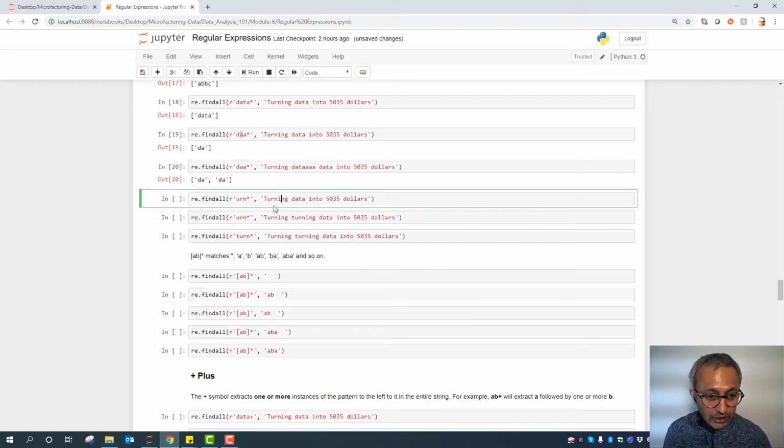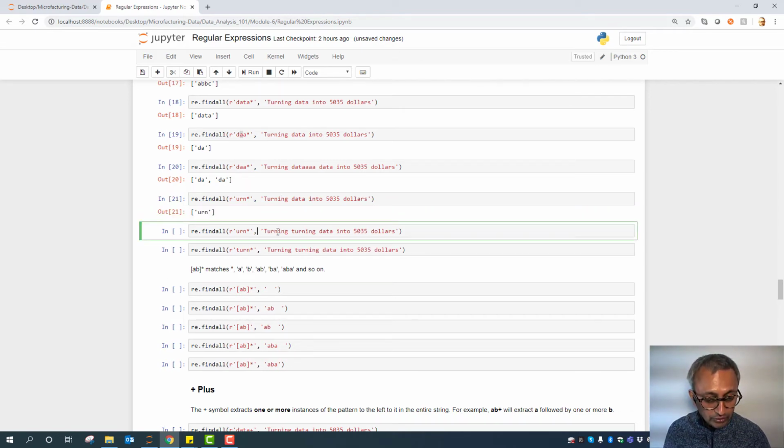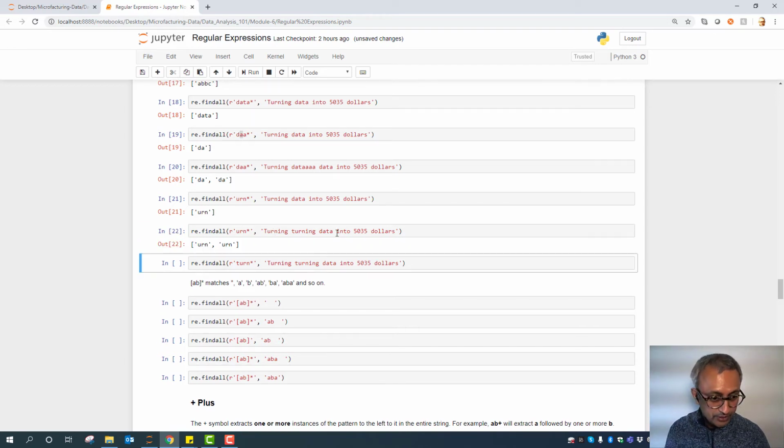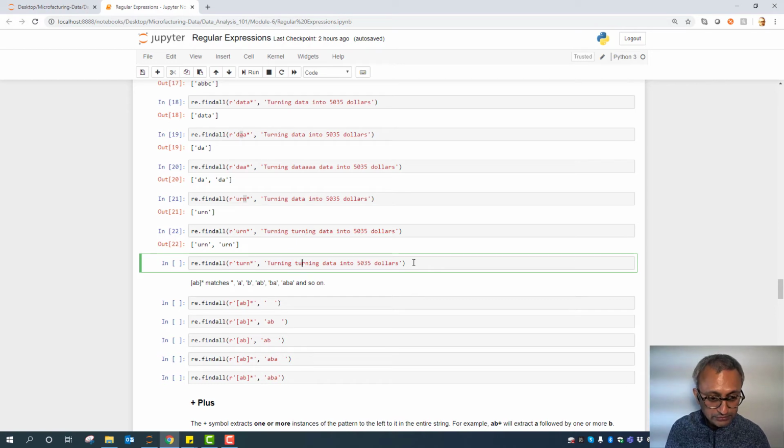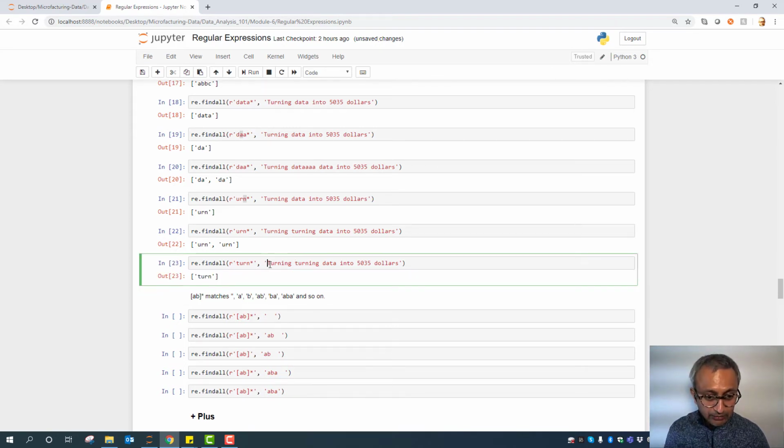What about here? URN star. It's able to extract that. What about here? You have 2 URNs. It's able to extract that because there is N and there is no more occurrences of N after that. It's able to find one N, but no more N after that. What about here? You are looking for TURN. It's going to return only one TURN because this is an uppercase T. It found N and it's going to look for TUR on there.